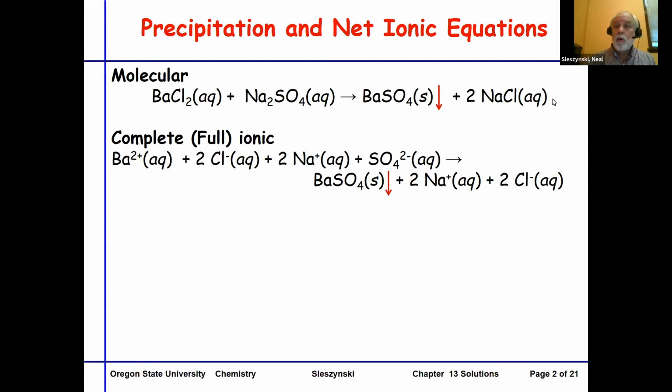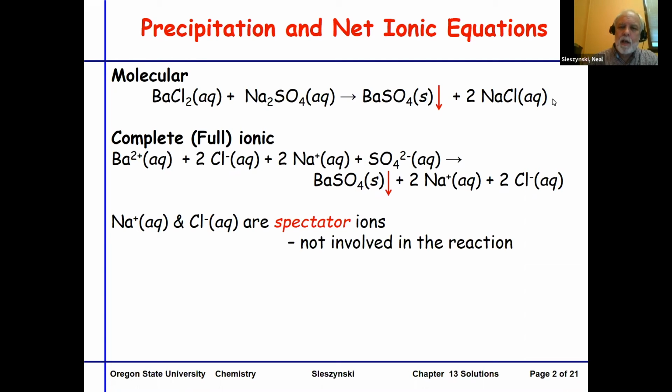Then we show barium sulfate as a solid compound precipitated out of solution, and then indicate that both our sodium ions and chloride ions remain dissolved in solution. Under these circumstances, we refer to sodium and chloride ions as spectator ions because they're not involved in the chemical reaction. They're spectator ions because they just stand around watching.